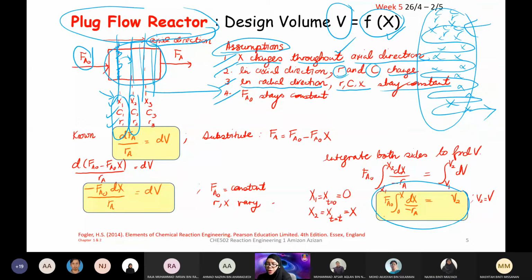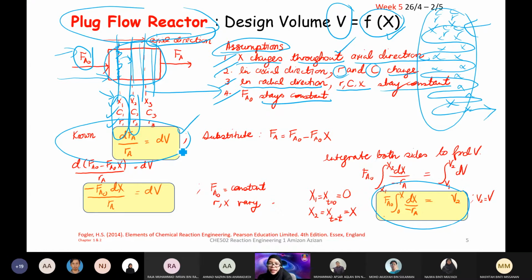And the FA naught stays constant. What is entering is a constant value, meaning it doesn't change. It keeps entering at the same molar flow rate. So as usual, we will write our mole balance equation. We will see that a few slides after this.